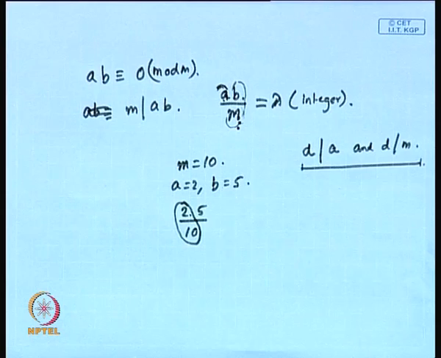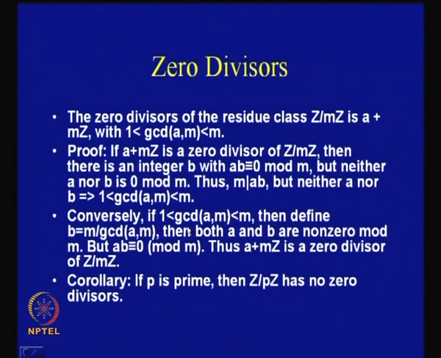Now conversely, if 1 is less than or equal to GCD(a, m) and less than m, then if I define a number b as m divided by GCD(a, m), then both a and b are non-zero modulo m. That is true from the definition itself, right? But what if I multiply a and b? If I multiply this definition of m divided by GCD(a, m) with a, then I obtain 0 modulo m.